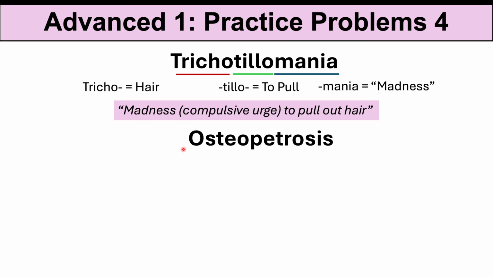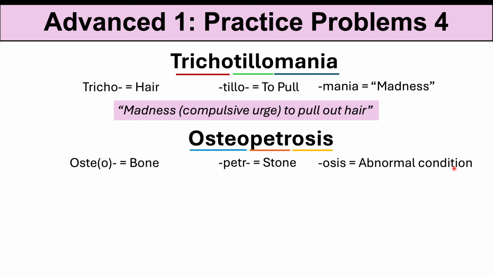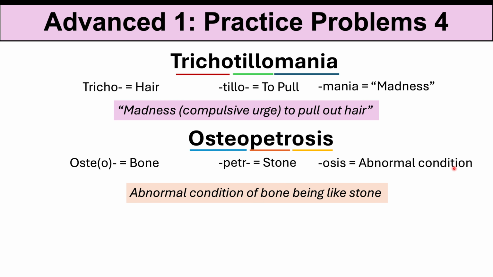Now, moving on to osteopetrosis. Again, we know what osteo refers to. It refers to bone. But what does pet or petro refer to? Well, if you have heard of names like Petra or Peter, these refer to stone or rock. And osis, this suffix means abnormal condition. So again, we put it all together. Osteopetrosis is an abnormal condition of bone being like stone or becoming like stone. You can think of it like that. This is actually a condition where there is very high density bone due to hypermineralization of the bone.